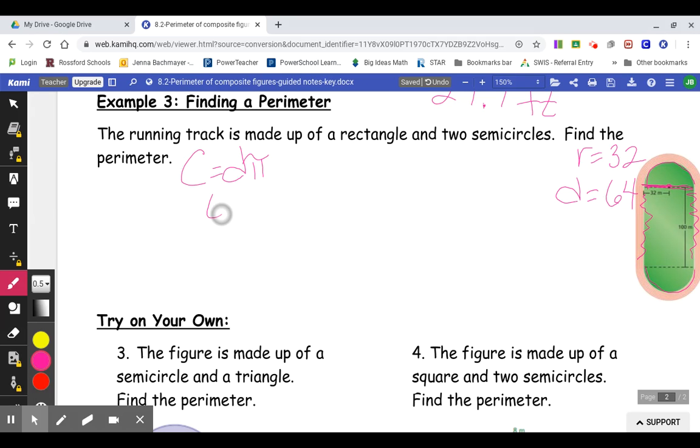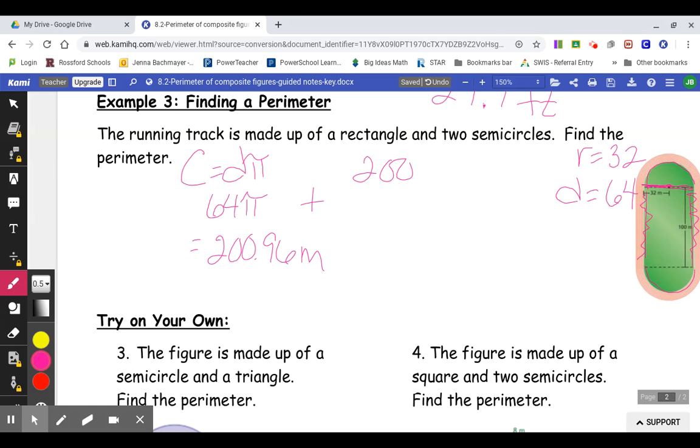So I'm going to use 64 pi, and I don't have to divide by 2 because I have 2 half circles. If you do divide by 2, you're going to end up with half of it, but then you'd have to double that and end up right back where you started from. So what you're going to do is then add the 100 meters and the 100 meters. So we have 200 meters that we're going to add to our 64 pi. And our 64 pi equals 200.96 meters.